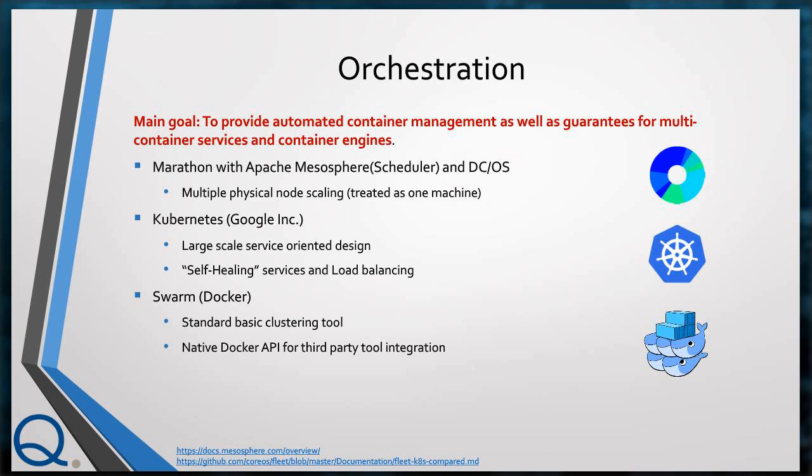So Marathon and Apache Mesosphere and DCOS, they're kind of treated as one machine. They're multiple physical node scaling. So you have all these large data centers that have huge machines with many CPUs and RAM and hard drives that they have to scale across. And how do you do that in the right way?